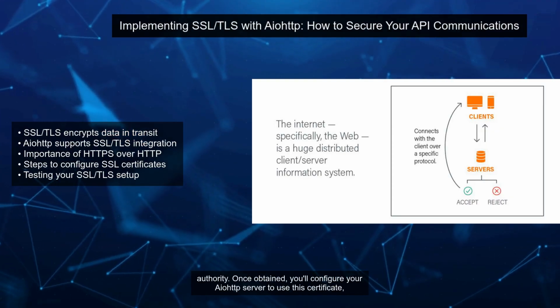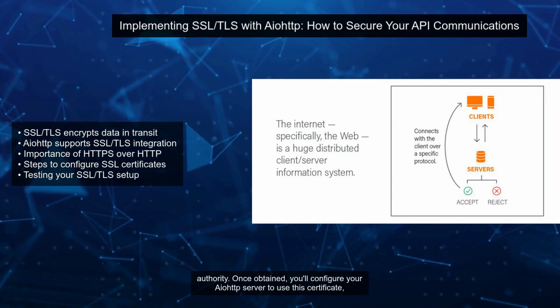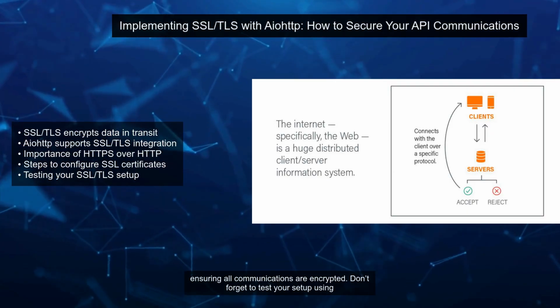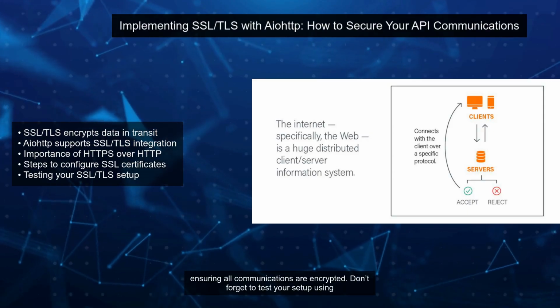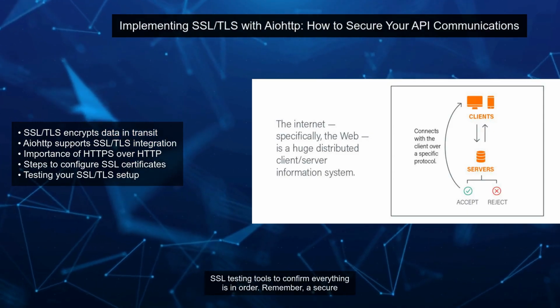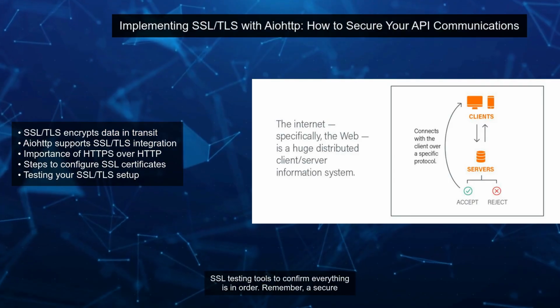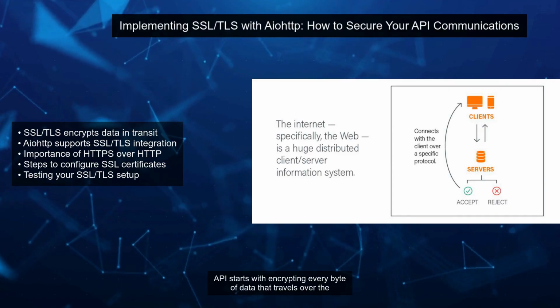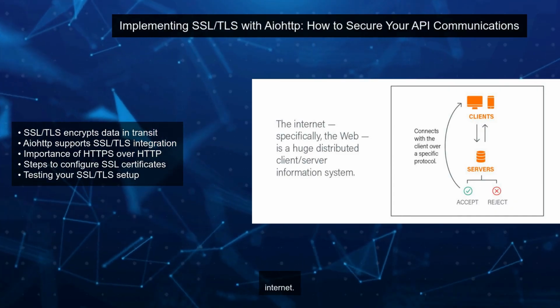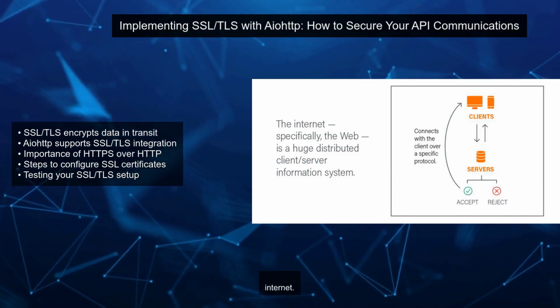To set up SSL/TLS with Aiohttp, you'll need to acquire an SSL certificate from a trusted certificate authority. Once obtained, you'll configure your Aiohttp server to use this certificate, ensuring all communications are encrypted. Don't forget to test your setup using SSL testing tools to confirm everything is in order. Remember, a secure API starts with encrypting every byte of data that travels over the internet.